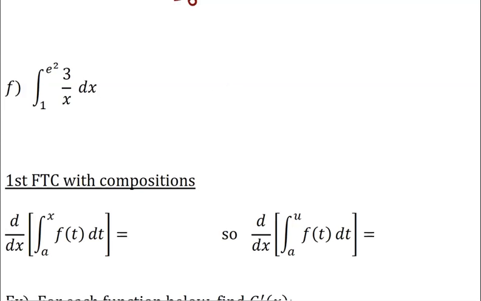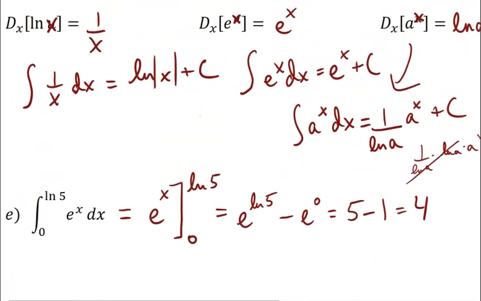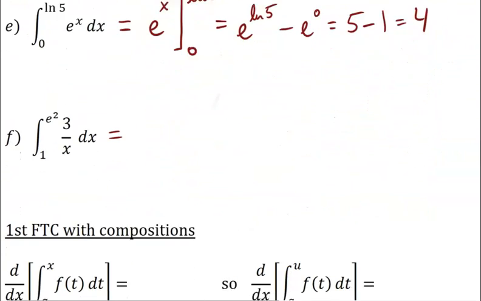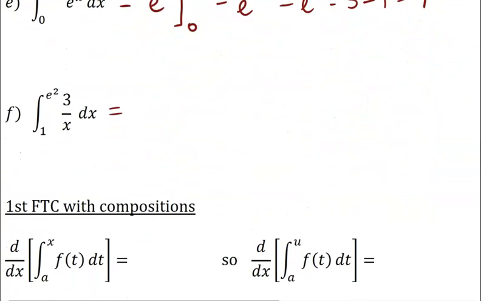Okay, last one of these, we're integrating from 1 to e squared of 3 over x dx. So my antiderivative of 3 over x, well, my formula was the antiderivative of 1 over x, but remember what we said about coefficients, we can actually move those in and out. So I can make this a 1 and just factor that 3 to the front.